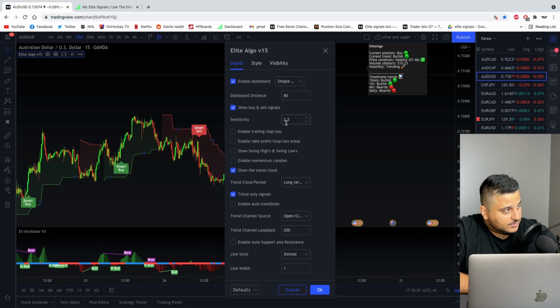Now, as for sensitivity, if you're using regular candles, I recommend using a sensitivity of anywhere between 2 and 2.5 to 3. If you're using Heikin-Ashi candles for this strategy, I recommend using a sensitivity of anywhere between 1.2 all the way up to 1.5. So it really depends on what type of candlesticks you prefer. If you're using regular Japanese candlesticks, right now I have it set to 2.5. If you're using Heikin-Ashi, you would lower it to between 1.2 and 1.5.